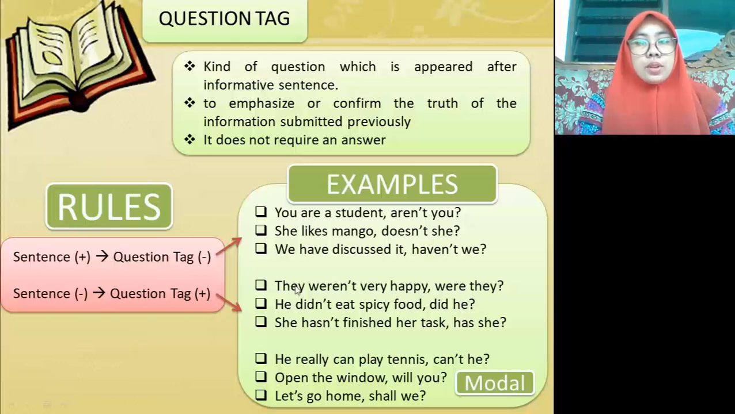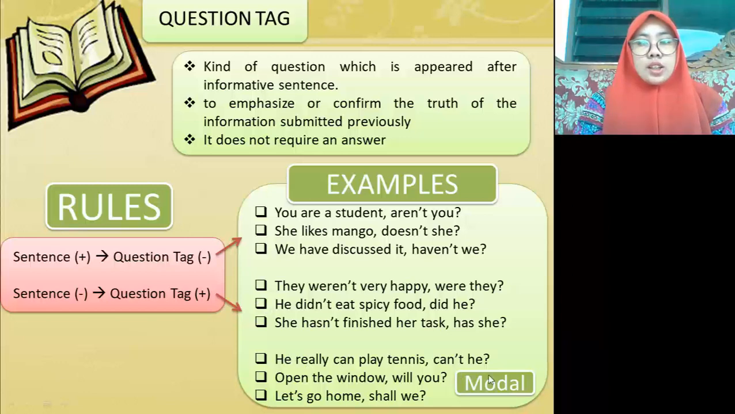It comes from the subject. She hasn't finished her task. Hasn't is negative, and it becomes positive, has. That's about the negative sentence, so the question tag must be positive. Okay, let's see the other.